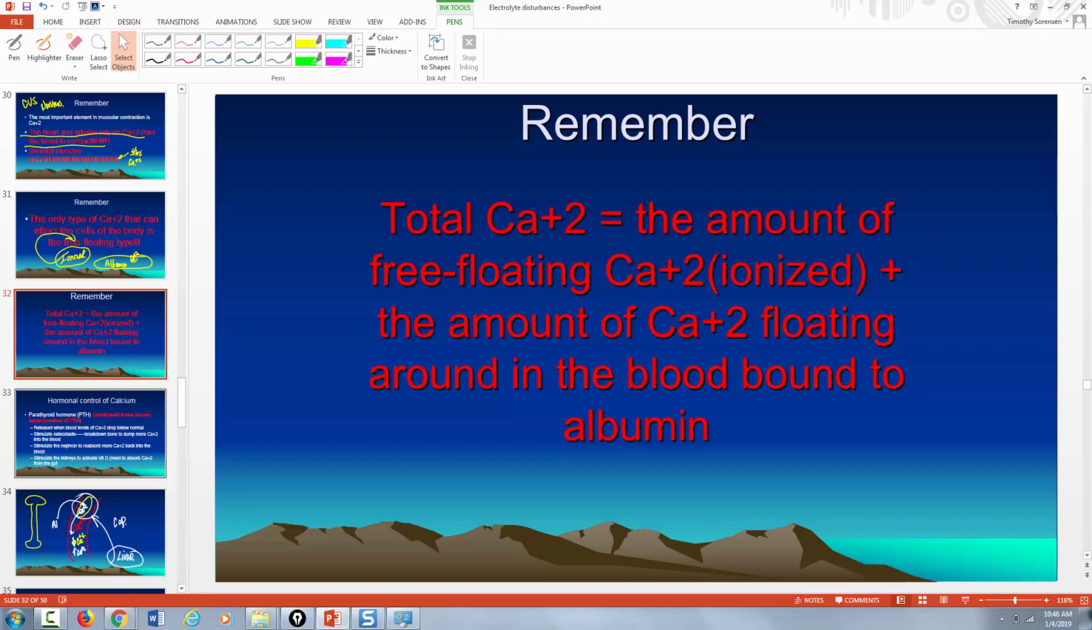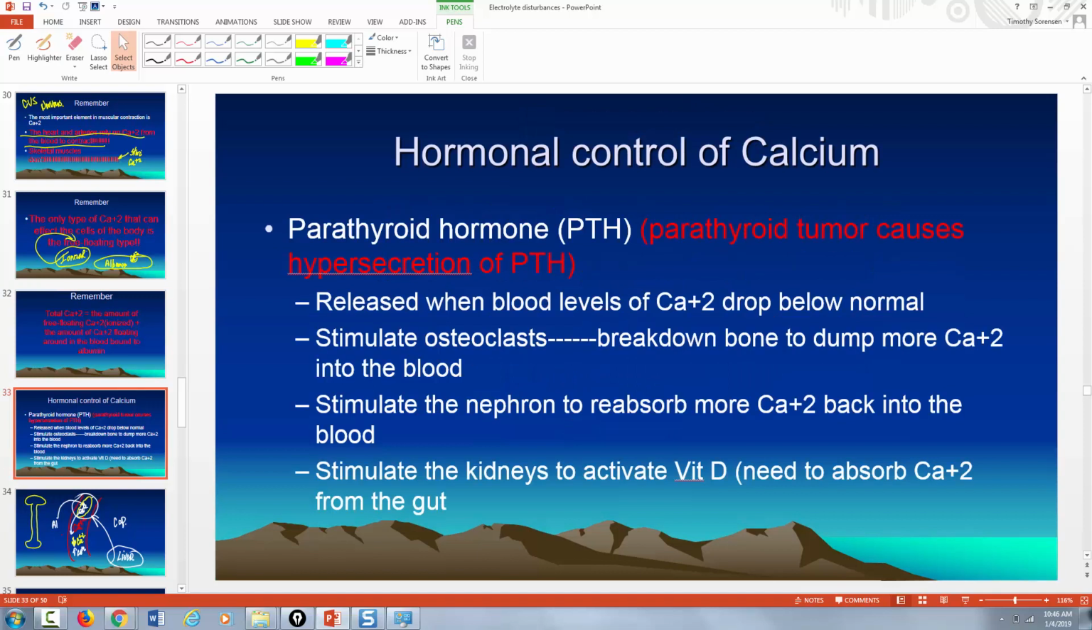All right? Now, here's another thing. You learned about the control of blood sugar with insulin, which lowers your blood sugar, and glucagon, which raises your blood sugar. Well, the hormonal control of calcium works the same way. And there are two hormones that are involved in controlling blood levels of calcium.